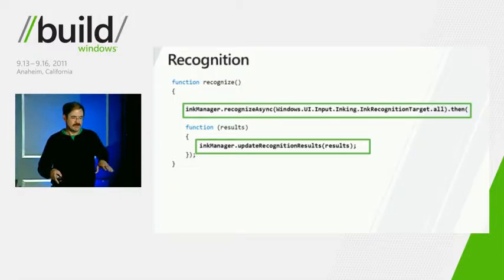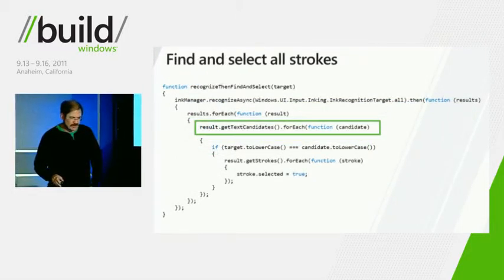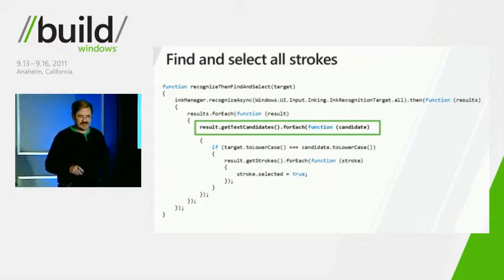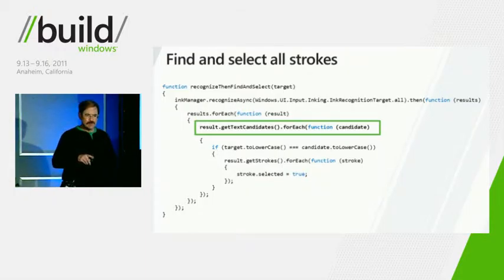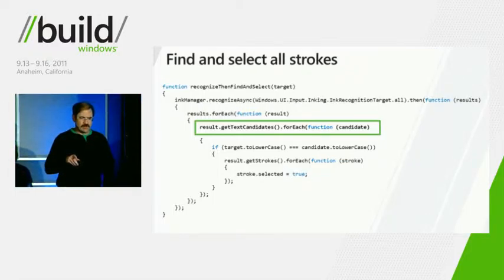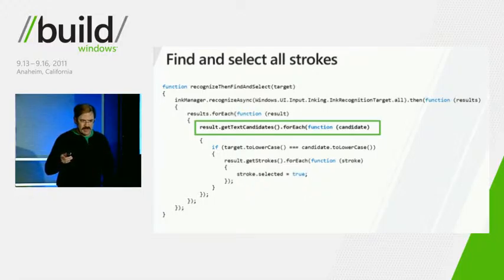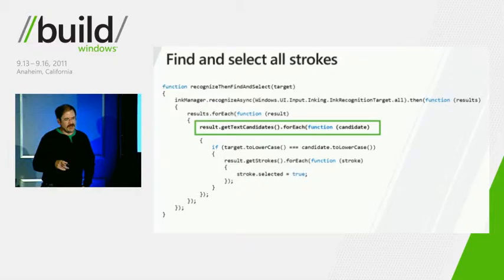So this way, by putting it in this callback, it happens in the main thread along with all the rest of your code. Now let's go look at the real example here. We're calling recognize async. We're asking for all of it. And in the callback, we're looping through these result objects. And for each one, we're asking for its text candidates, that will return a standard normal JavaScript array of plain old JavaScript strings. And we're simply checking them, equals, equals, equals, if you love JavaScript.